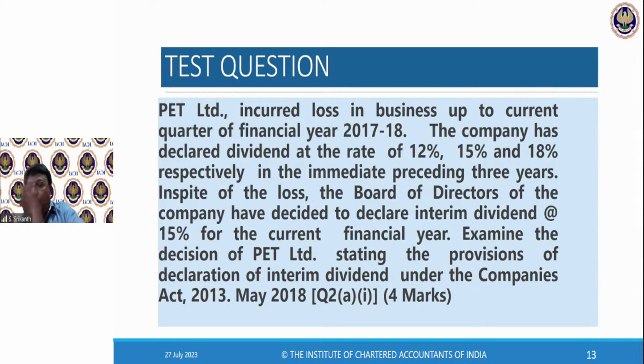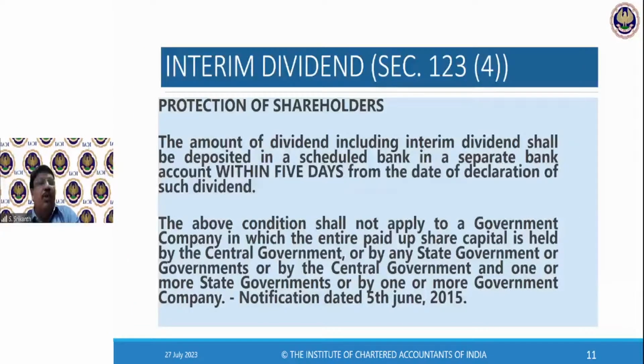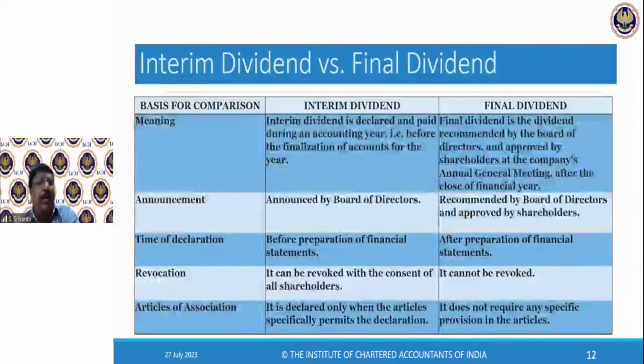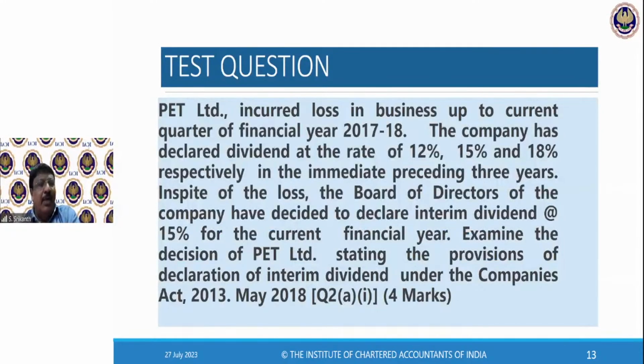Okay. Then you should say, see, you have represented the facts now. Then what you should do, you should write Section 123(3) correctly. This paragraph you have to write completely. This is the answer. Then you should say, in view of this provision, PET Limited can declare interim dividend at the average of the immediately preceding 3 years. Then calculate 15%. As the average rate of dividend declared during the immediately preceding 3 years is 15%, PET Limited can declare the dividend. The decision of PET Limited is correct.